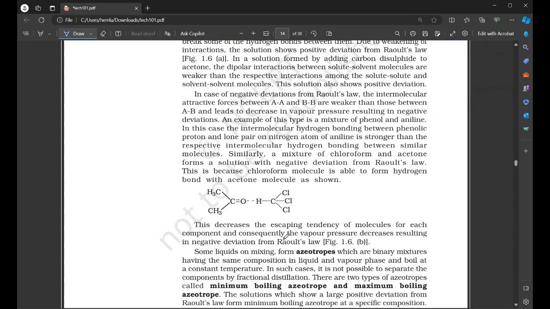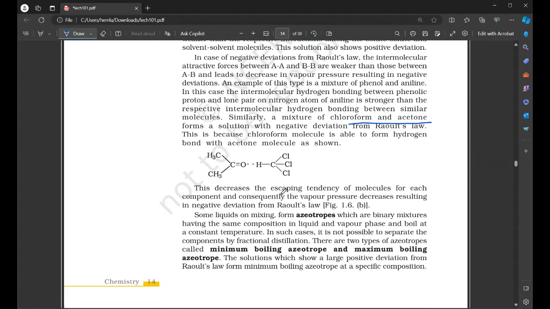And similarly for negative deviation, the intermolecular attractive forces between A-A and B-B are weaker than those between A-B, and the vapor pressure is lower. Similarly, a mixture of chloroform and acetone forms a solution with negative deviation from Raoult's law. This is because the chloroform molecule is able to form a hydrogen bond with acetone molecules, which decreases the escaping tendency, and vapor pressure decreases, resulting in negative deviation.